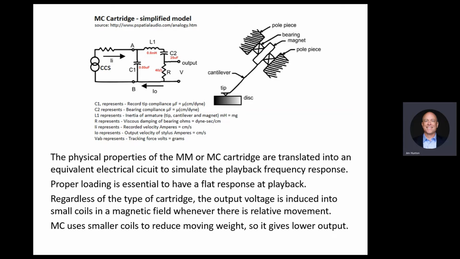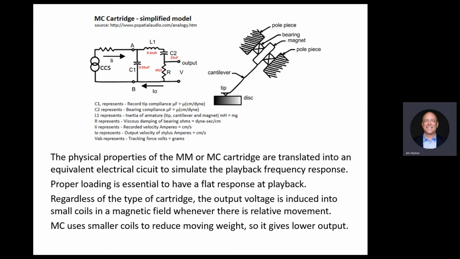And this is represented in the diagram on the left side. What we see over there is a current source. The CCS is a current source. So when the needle moves, it really generates current. That's the model. And that current goes through some inductance, which is pretty high, because the mechanical frequency response is different than what you measure with an electronic instrument.